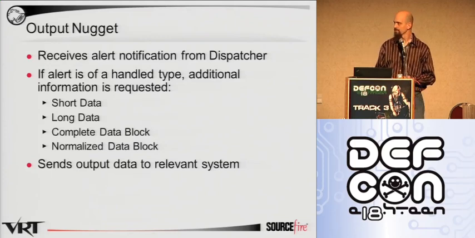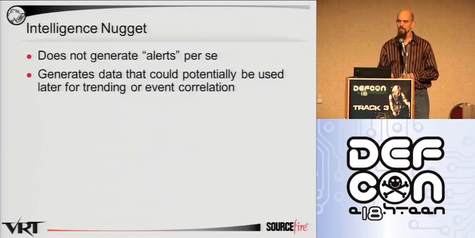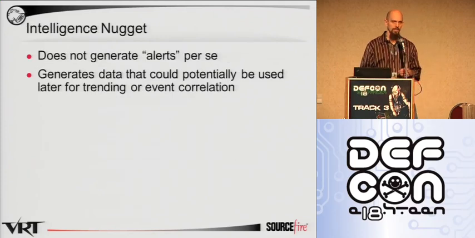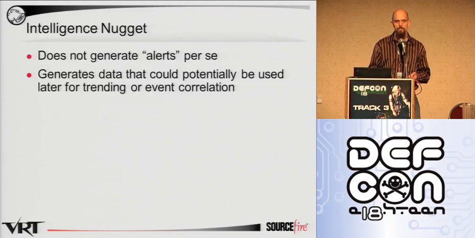and makes the analyst's job much easier. But not every nugget that we have is the simple see bad people doing bad things on the internet. We also have these intelligence nuggets. Intelligence nuggets are really analysis engines. They're nuggets that provide data that is not necessarily of an alert nature.